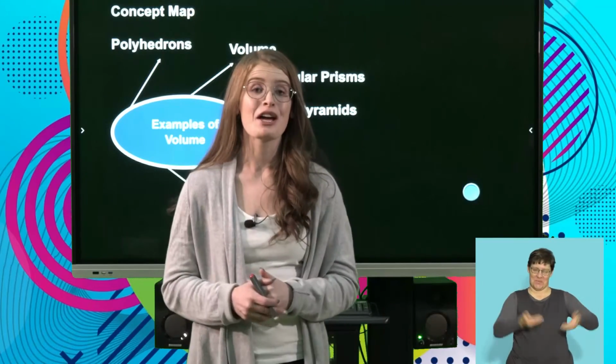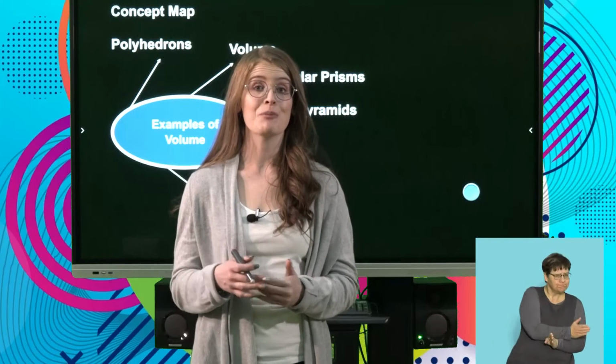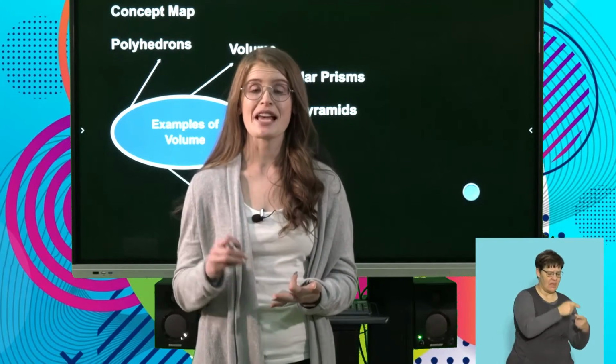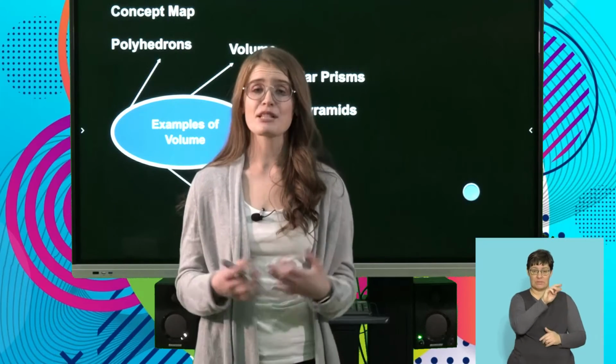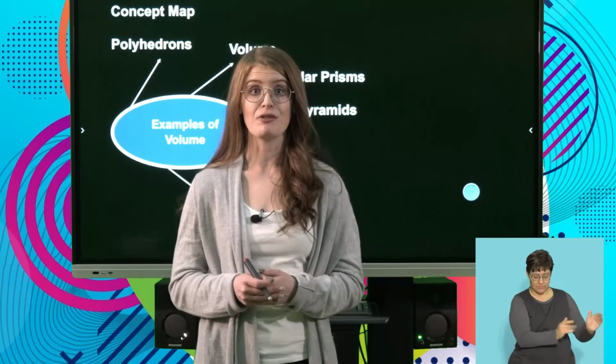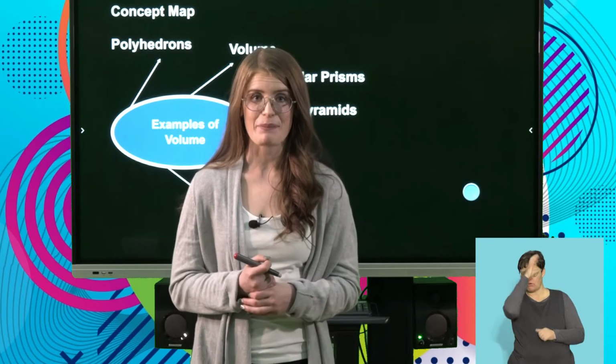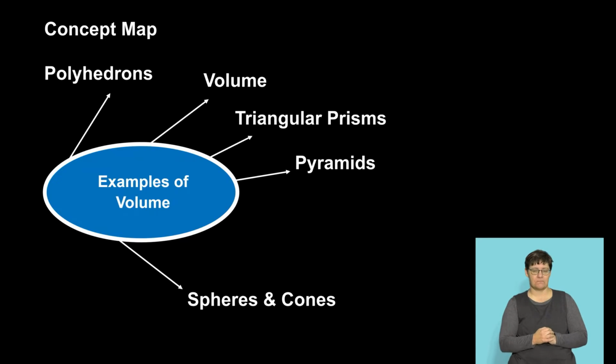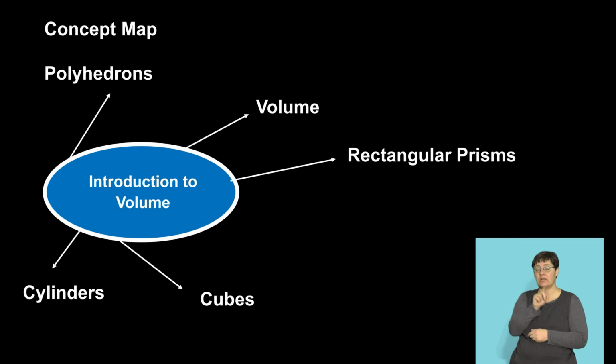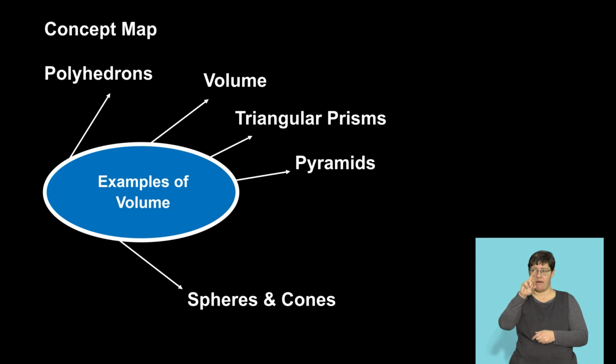Welcome back, everyone. Before the break, we looked at the volume of cylinders, cubes, and rectangular prisms. In this next part of the lesson, we are going to be looking at the volumes of some different types of shapes. But let's first have a look at the concept map together. So I'm going to remind everyone what a polyhedron is. Then we're going to remind ourselves what volume actually means. Then we're going to move on to defining the volumes of triangular prisms, pyramids, spheres, and cones.